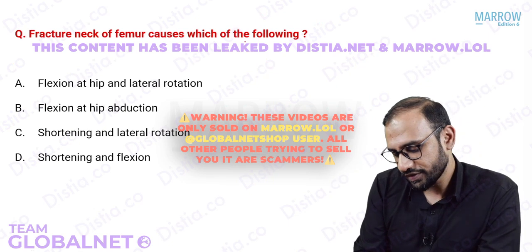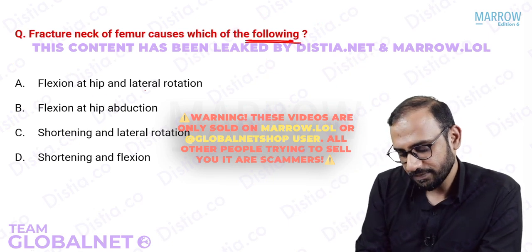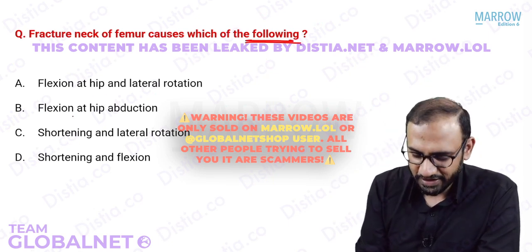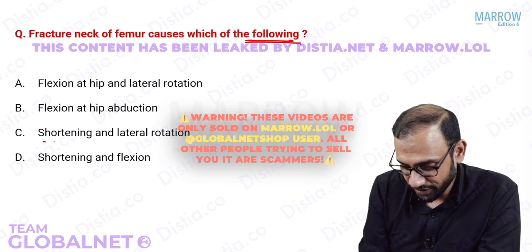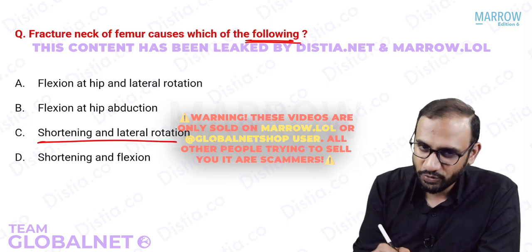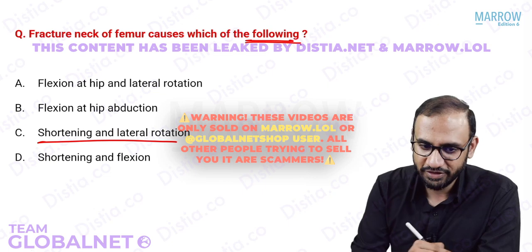Fractured neck of femur causes which of the following? Flexion at the hip and lateral rotation. Okay. Flexion at the hip and abduction. Okay. Shortening and lateral rotation. Okay. Shortening and flexion. Yes. It causes shortening and external rotation. How much shortening? Neck of femur, so less than 1 inch. External rotation is less than 45 degrees.